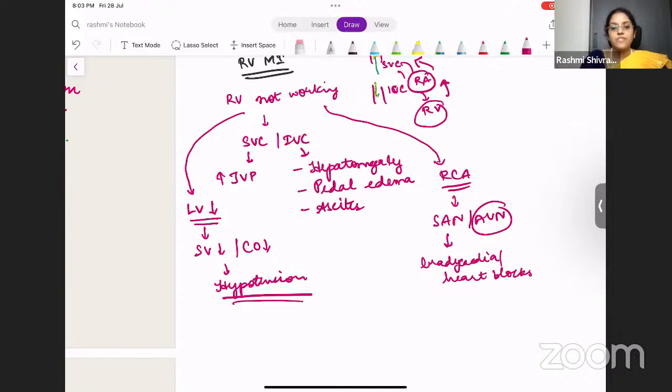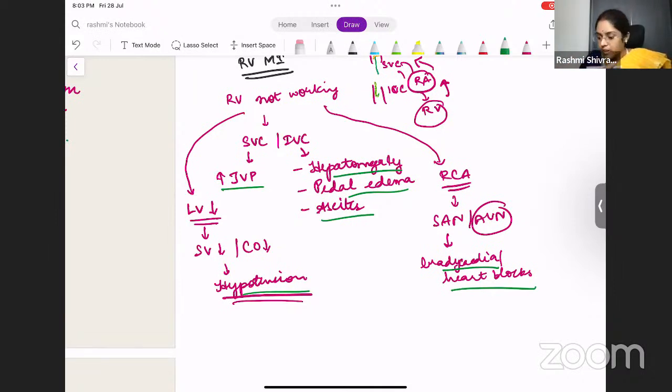Okay, so we have seen what all the right ventricular MI can produce. So when the right ventricle is not working, you have elevated JVP, hepatomegaly, pleural effusion, ascites, hypotension, bradycardia, and heart block. So all this will happen when the patient is having right ventricle MI. When you understand this, you don't have to mug up all the clinical features. As you think about the process in your mind, you will get each and every clinical feature by yourself. You don't have to mug it up.